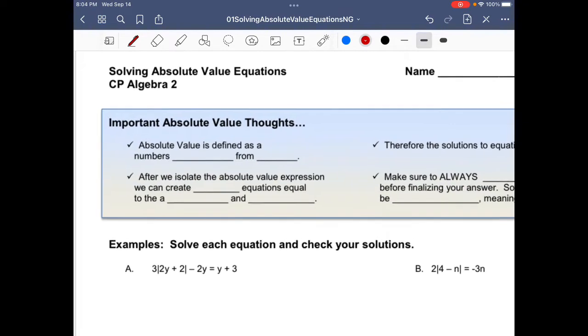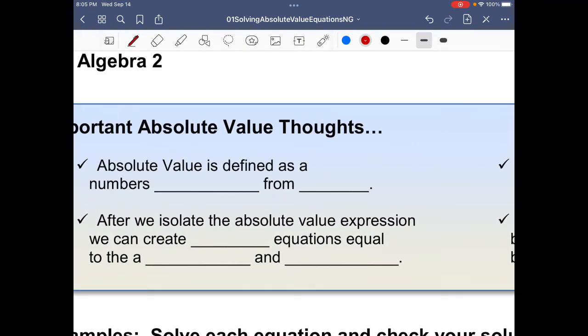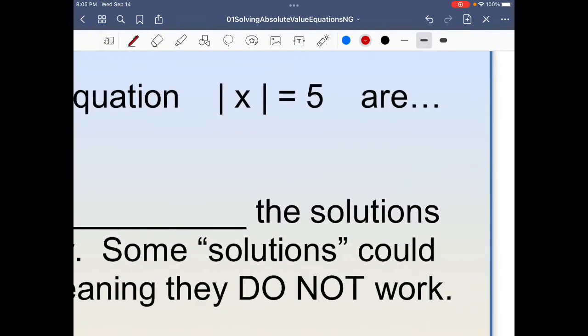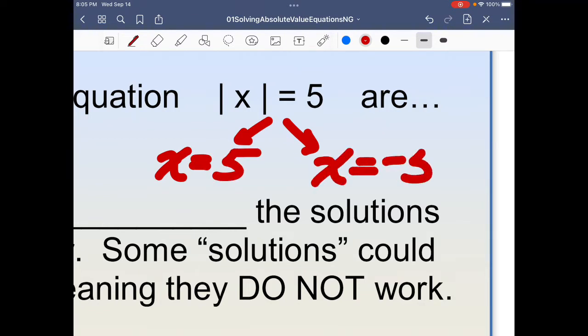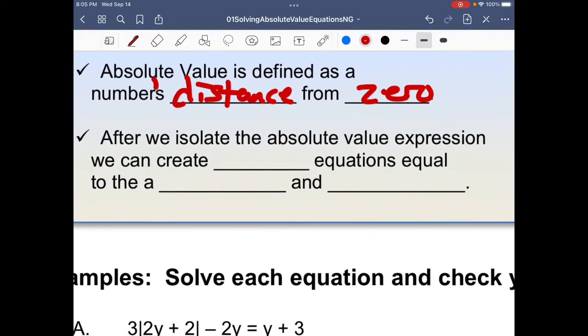We're going to talk a little bit about absolute value equations. But as a quick reminder, absolute value is always defined as a number's distance from 0. So if I have an equation of this form, it's kind of like we're looking for numbers that have a distance of 5. And yes, 5 definitely does that, but so does -5. So you can see it's kind of like we're splitting the equation into a positive and a negative. That's exactly what we're doing, especially when we get into a more complicated equation.